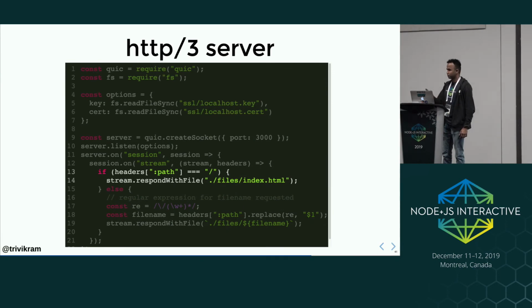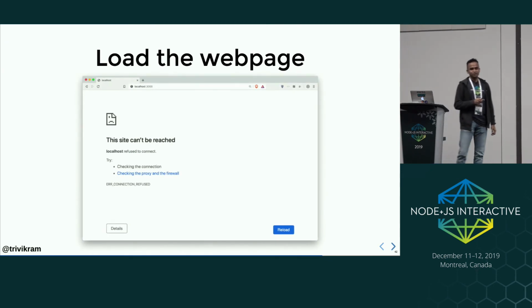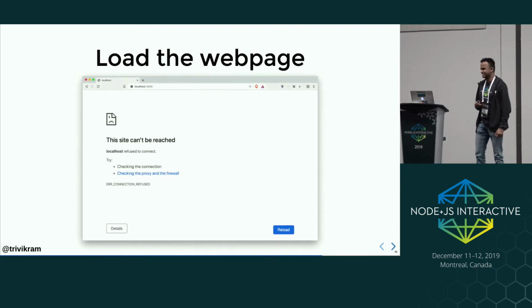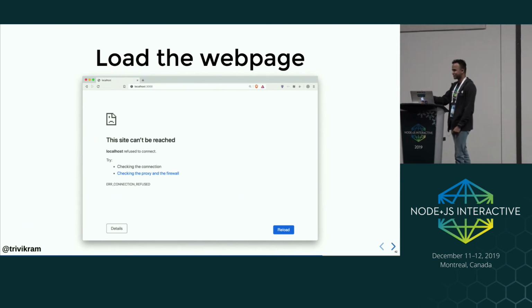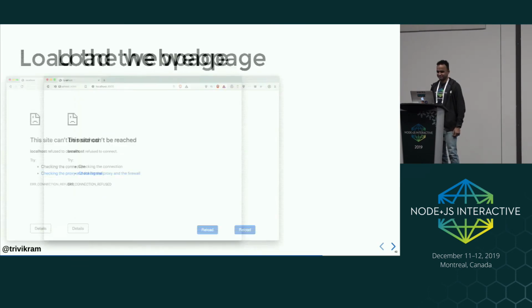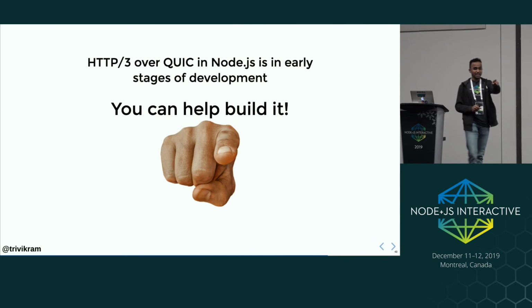Of course, when you request /, you get index, otherwise you request the file name, and you load the web page, and you get "This site can't be reached." Why? Because it is experimental. You cannot use it in production. It's experimental, but we have made a lot of progress. It is an early stage of development, but you can help build it.